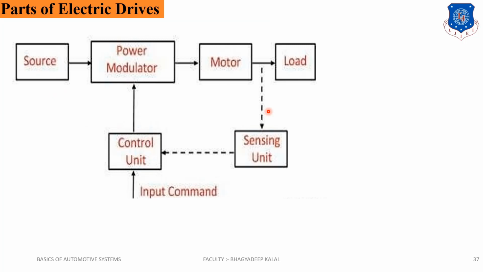These are the parts of the electric drive which is used in our vehicles. First of all, the source, then power modulation. The power source is like a battery system, or whatever source of electricity we use here, and it is transferred to the power modulation, and this power modulation is transferred according to requirement to the motor, and the motor to the load. In between, a sensing unit and a control unit are there, and this is also connected to the power modulation. These are all the parts used in the vehicle, and it is connected by the input command.